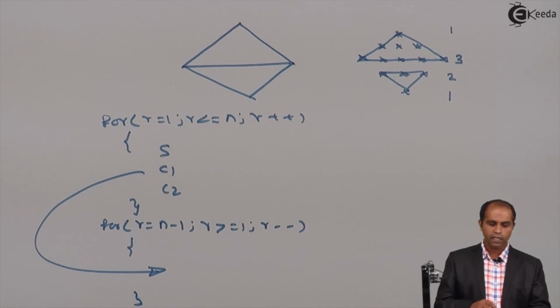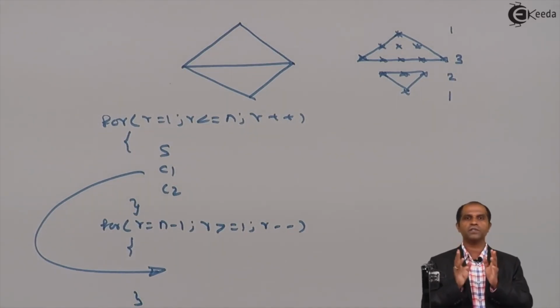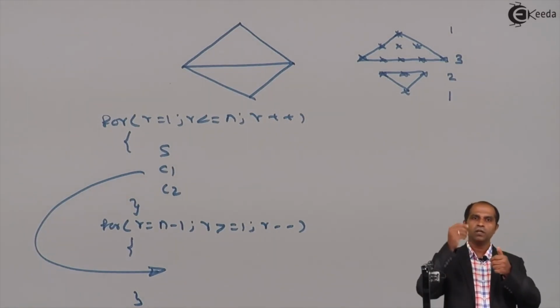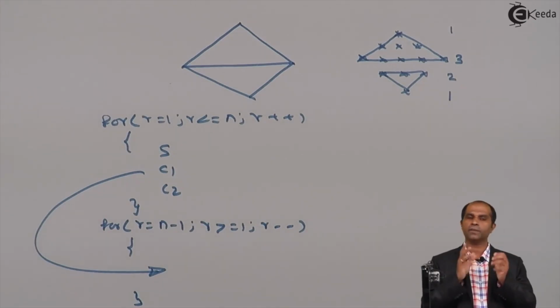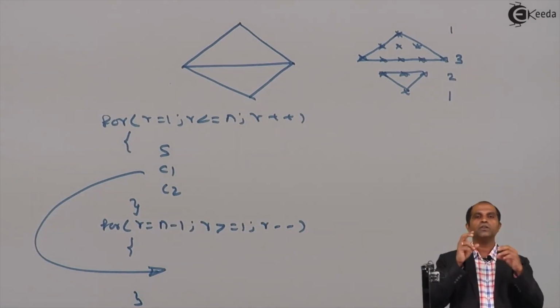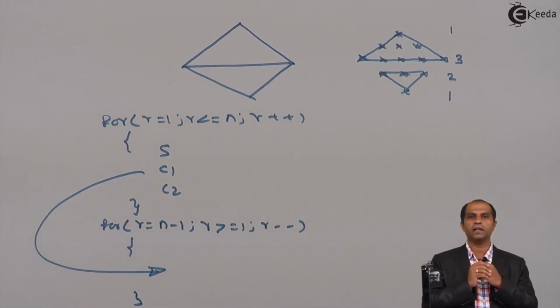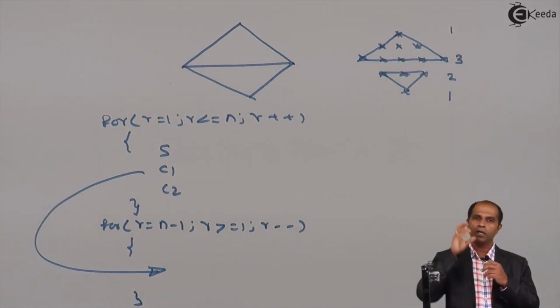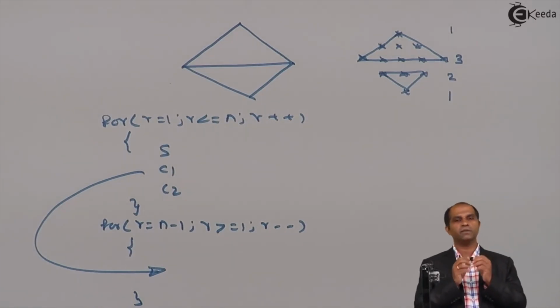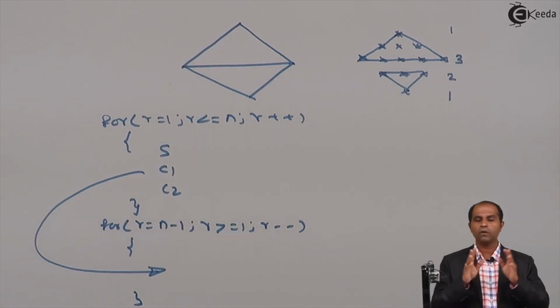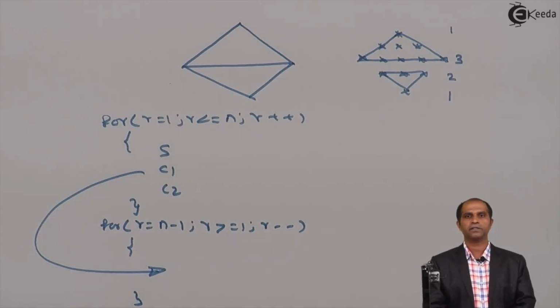So do remember that an equilateral triangle has to be generated using 4 variables: R, S, C1, C2. Whenever it is an inversion, your R has to go from N and end up at 1. Whenever it is a merging, you are supposed to write it twice. The first will start with 1 and end up at N. The second will start with N minus 1 and end up at 1. In the upper part, your S, C1, C2 has to be written, and in the lower part again S, C1, C2 has to be written. So this is how we generate these equilateral triangles. Thank you.